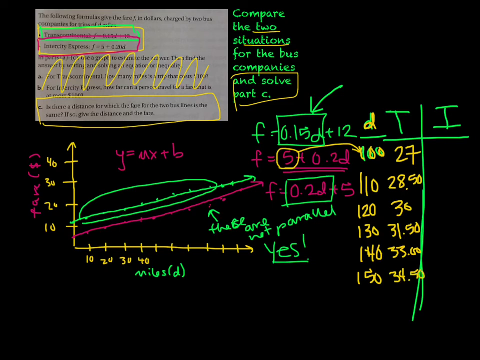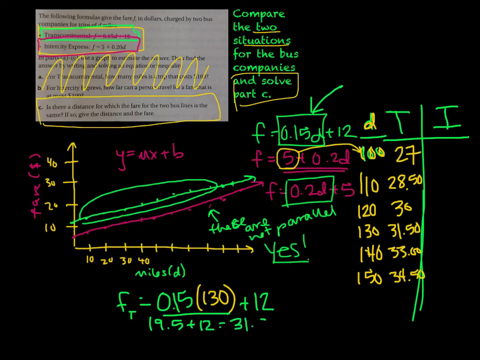140, we got $33, and 150, we have $34.50. And essentially to find that information, all I'm doing is I'm saying 0.15 times, let's say 130, and I'm adding 12 to it. So that is the fare for transcontinental. So this will end up being 130 times 0.15, which is $19.50, and we're adding $12 to it, so it ends up being $31.50, exactly what we have in our table. So we're also going to do that for Intercity Express. So let's fill in that table magically.